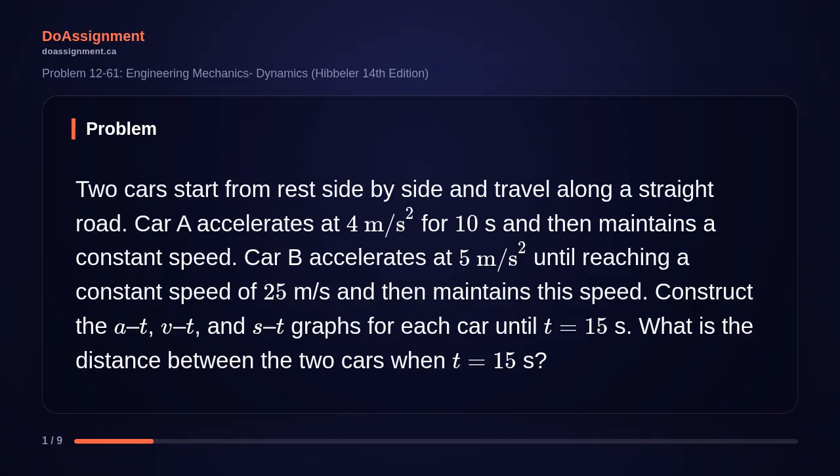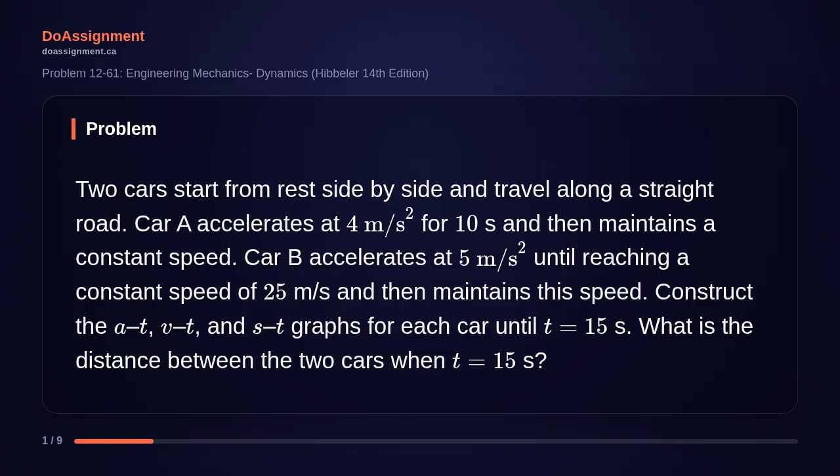Here is the problem. Two cars start from rest side by side and travel along a straight road. Car A accelerates at 4 meters per second squared for 10 seconds and then maintains a constant speed. Car B accelerates at 5 meters per second squared until reaching a constant speed of 25 meters per second and then maintains this speed. Construct the acceleration time, velocity time, and position time graphs for each car until t equals 15 seconds. What is the distance between the two cars when t equals 15 seconds?